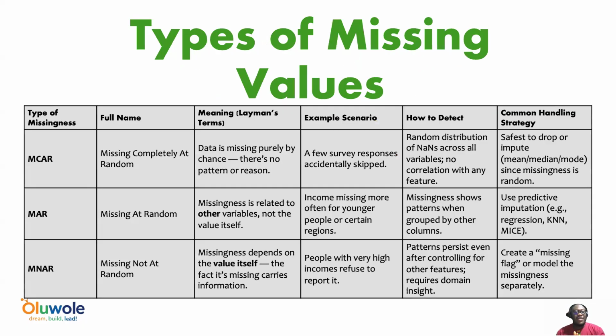What are the kinds of missing values that you have? I put them in a table for you. You have the MCAR, which is missing completely at random. What does it mean? Data is missing purely by chance. There's no pattern to it. Maybe something went wrong somewhere, or maybe somebody made a mistype. Or you realize that something just happened randomly.